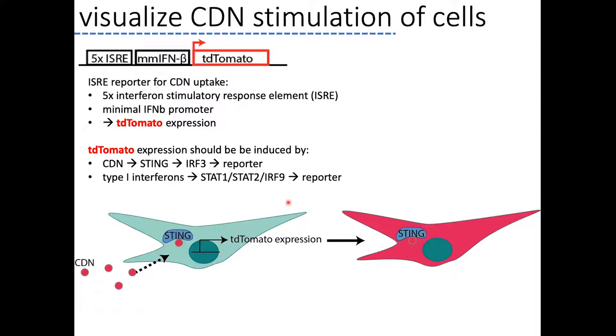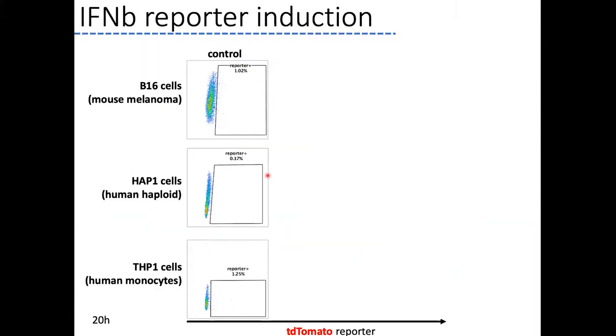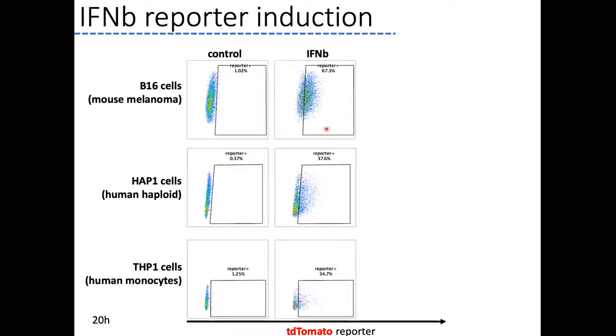So let's see if that's indeed the case. We expressed the reporter in different cell lines: B16 mouse melanoma cells, human haploid HEP1 cells, and THP1 cells, which are human monocytic cells. In the control situation, there's hardly any tdTomato reporter expression. However, if we stimulate the cells with interferon beta, you see a very nice induction of the reporter.